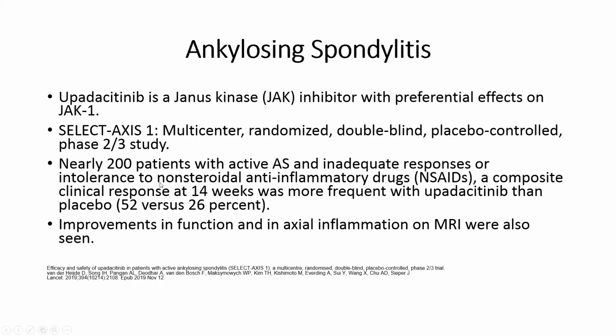So the newer agent, upadacitinib, is a Janus kinase JAK inhibitor with preferential effects on JAK1, and is being evaluated in the SELECT-AXIS 1 trial, and results were published in Lancet late last year. This was a multicenter, randomized, double-blind, placebo-controlled phase 2/3 trial. Nearly 200 patients with active ankylosing spondylitis who had inadequate responses or intolerance to non-steroidal anti-inflammatories were included.